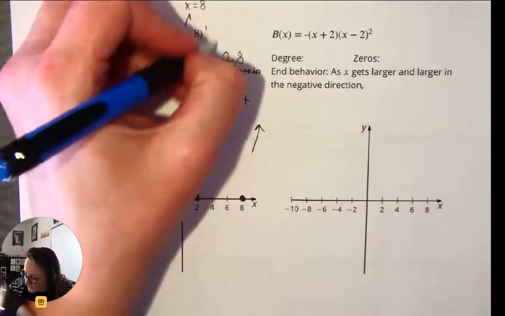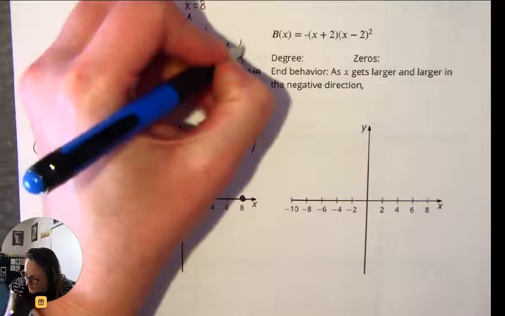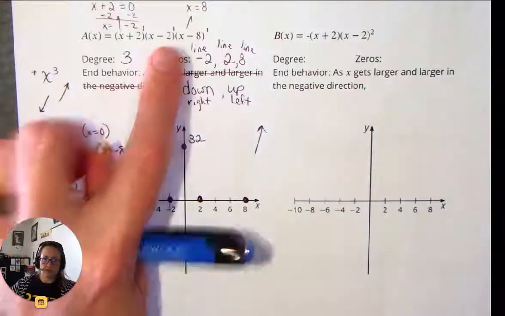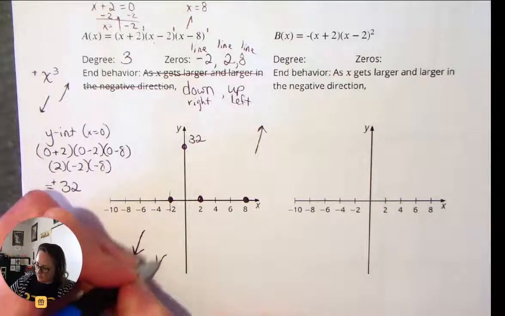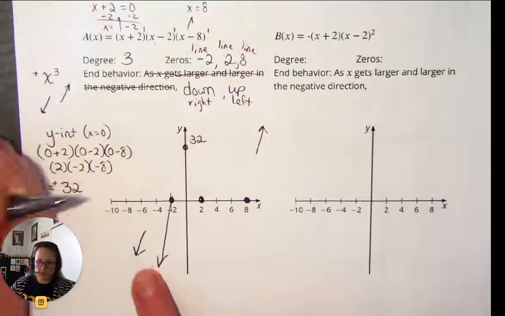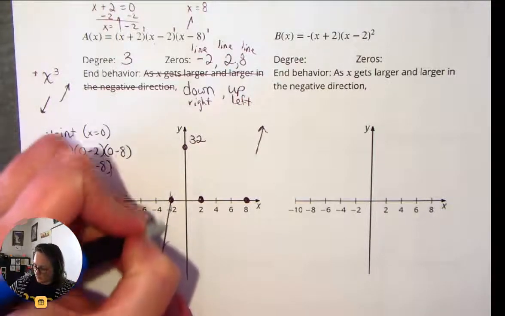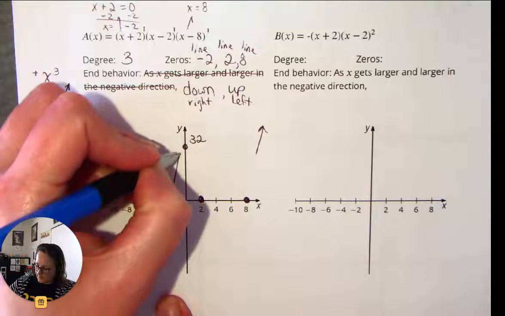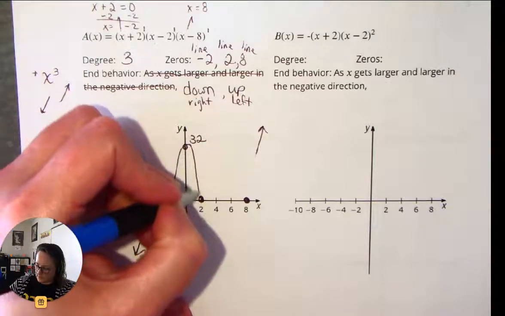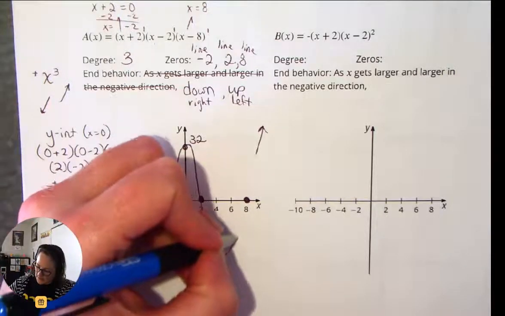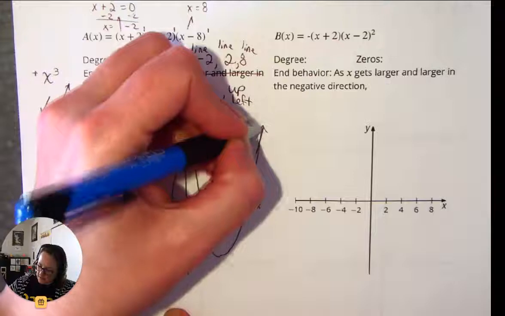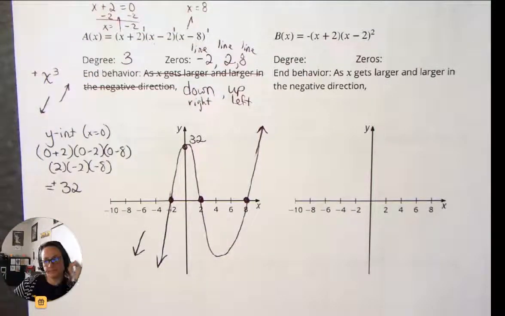And because each one of these, oh, I didn't label, sorry. Every single one of these zeros just has a multiplicity of 1. They're all just going to have a line going straight through. So here's what my graph might look like. It would go straight through. I know it's got down end behavior, so it's going to be working up from there through -2, up to 32, turn down to go through that 0 at +2, and then somewhere down there it's going to go back up through 8 to hit my upward end behavior. So that's what that graph would look like. I could check it out on Desmos, and I could see that same thing.